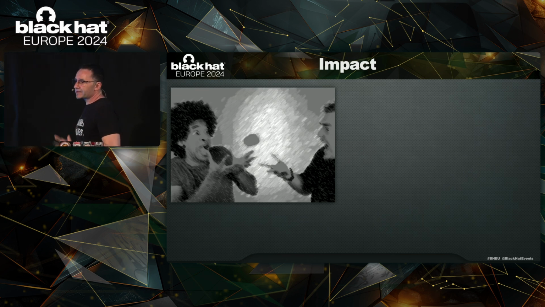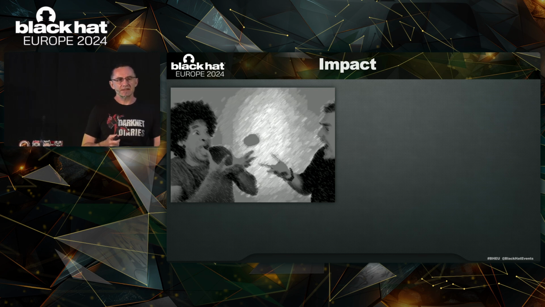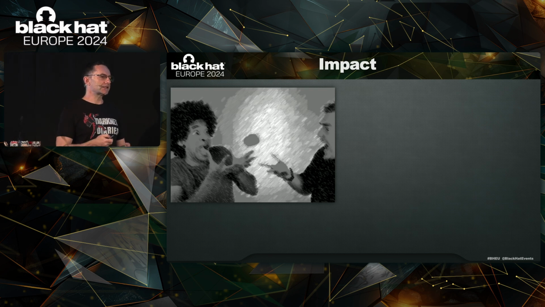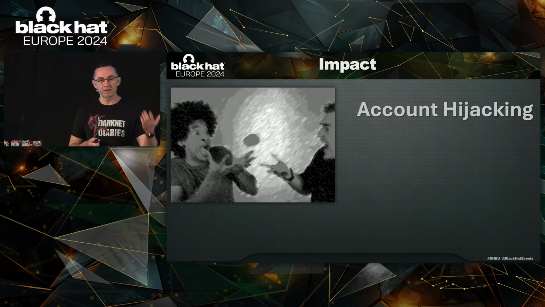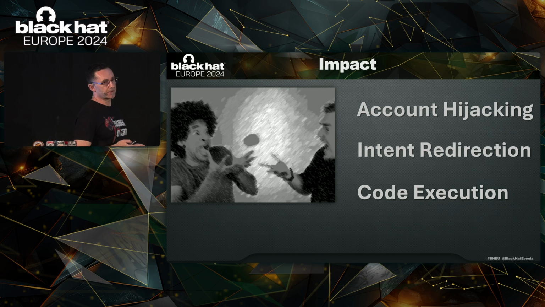The impact depends on the way that the receiving end will handle the data that this object, this evil twin that we have created, contains. And as I said before, developers don't usually take the appropriate measures to handle this kind of data. This is why, in most cases, we manage to get account hijacking, intent redirection in some cases, and even code execution in some of them.